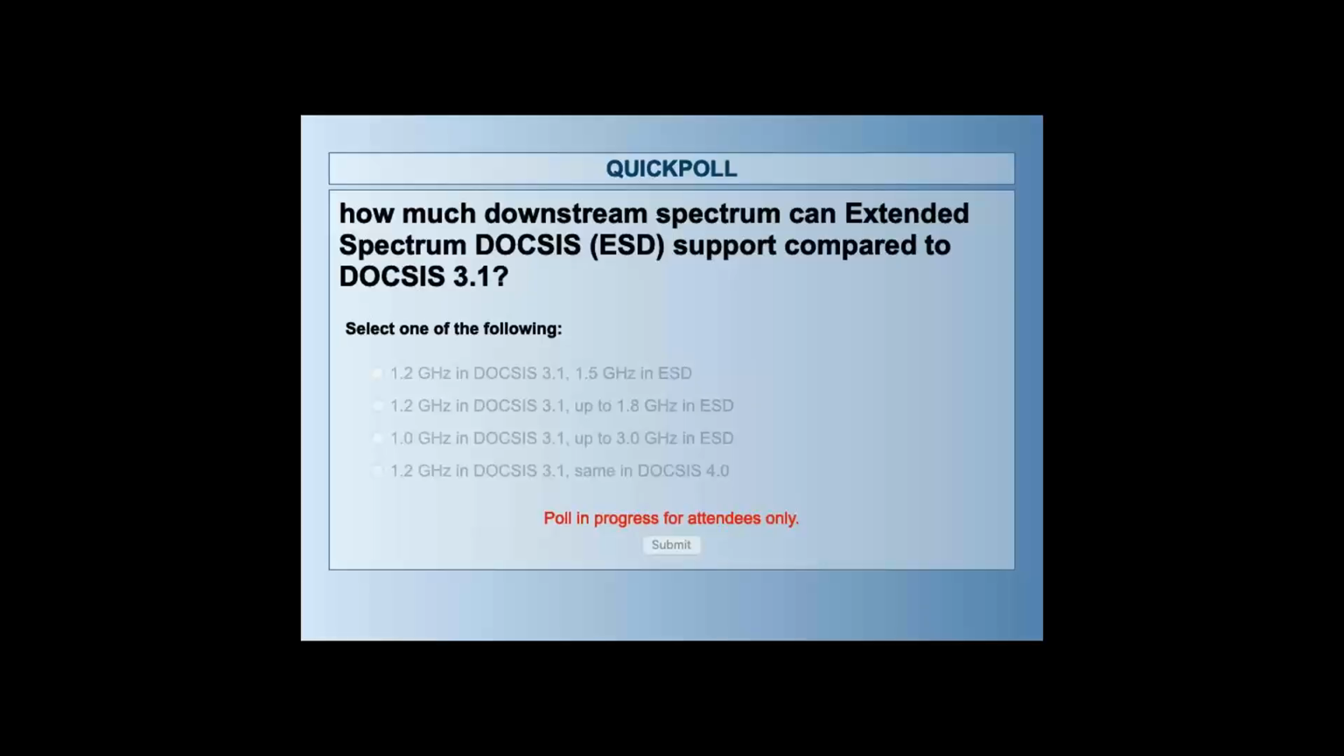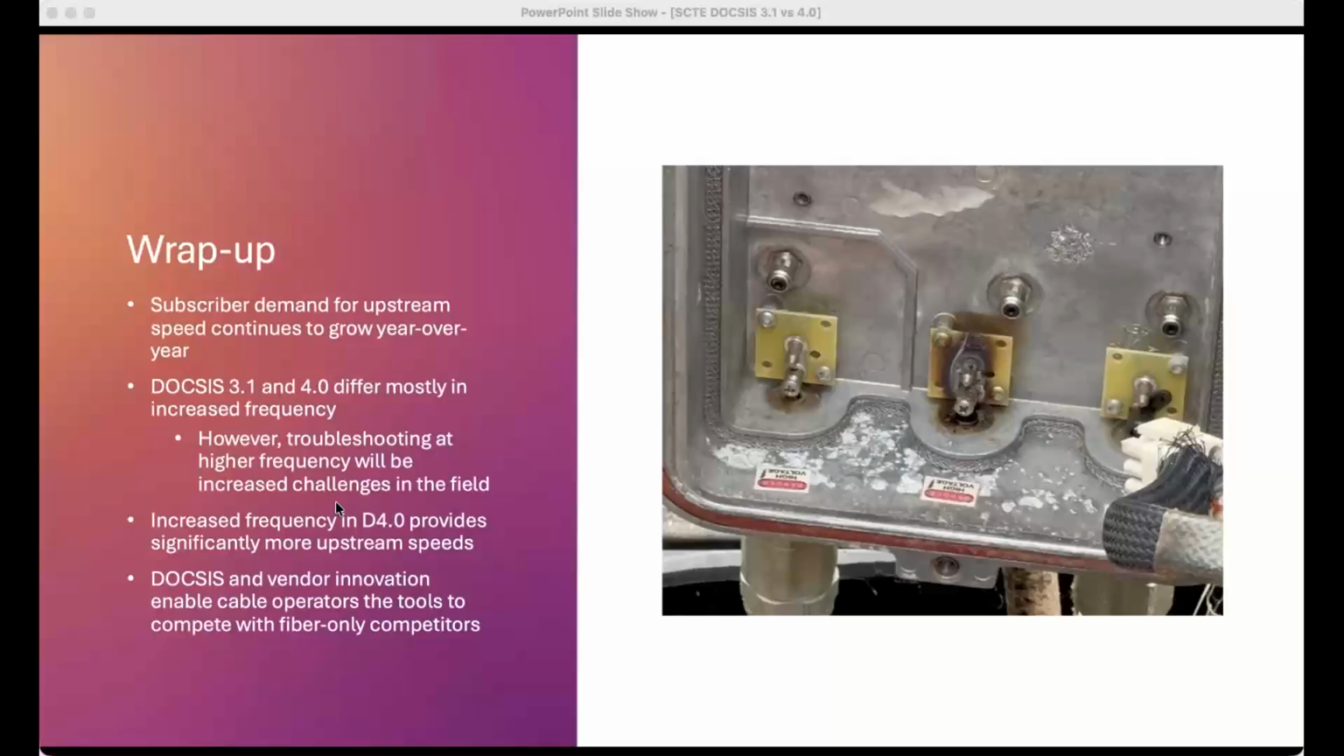DOCSIS 3.1 and 4.0 differ mostly in that increased frequency. So, we see an increased frequency in both of them. However, troubleshooting at higher frequency, as I mentioned earlier, I really expect to see some really cool things happen as we go to higher and higher frequency. Things that, like I said, when we saw at lower frequencies, there were a lot of RF impairments we didn't see at the higher frequencies.